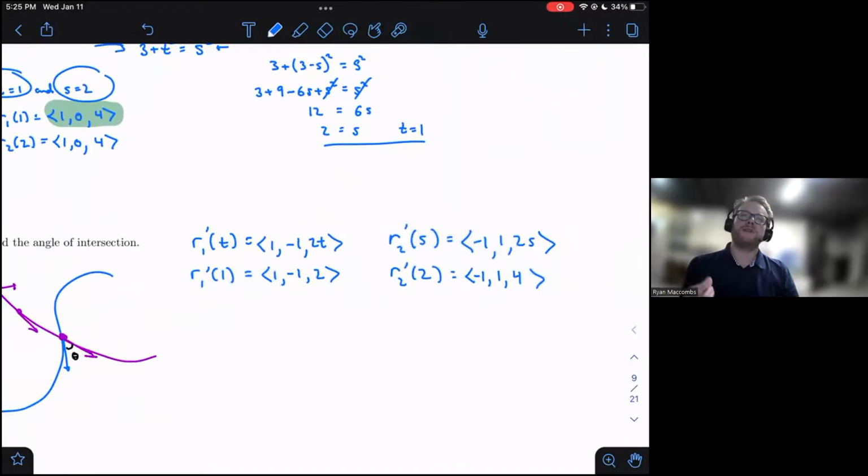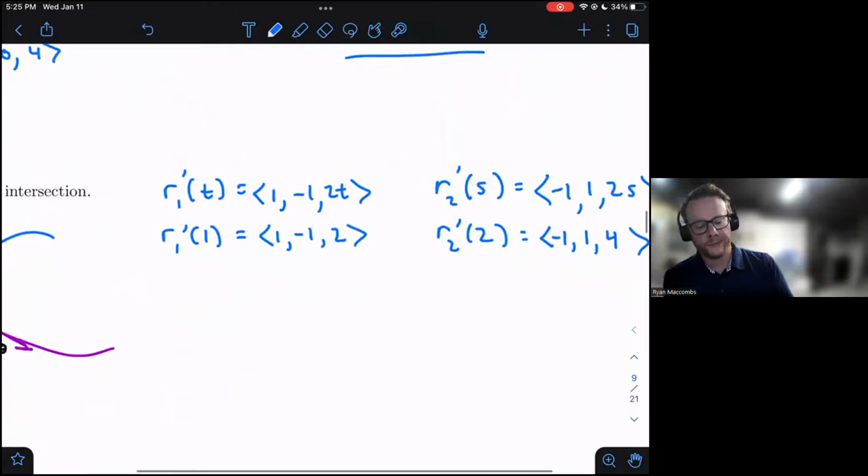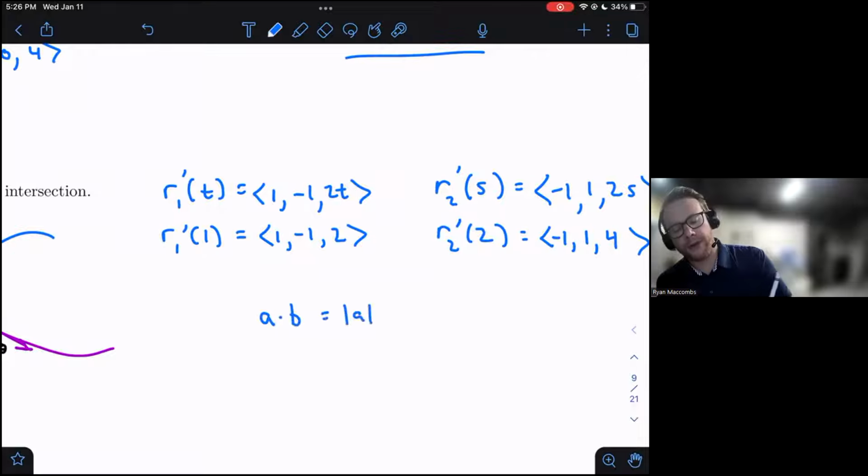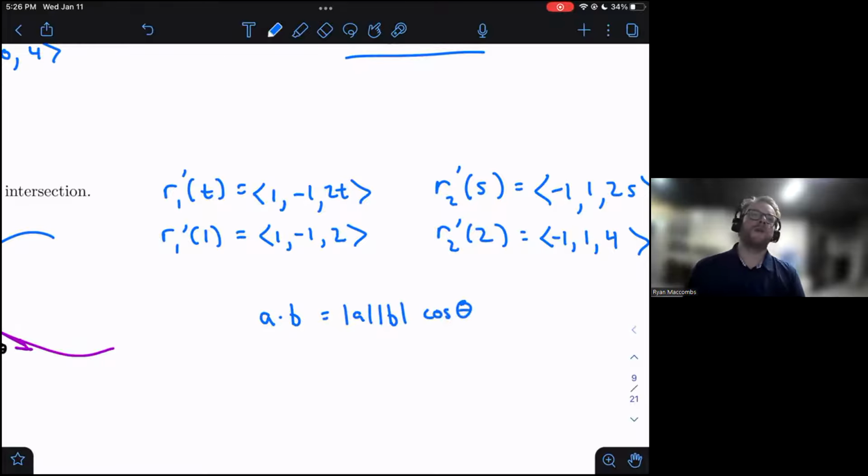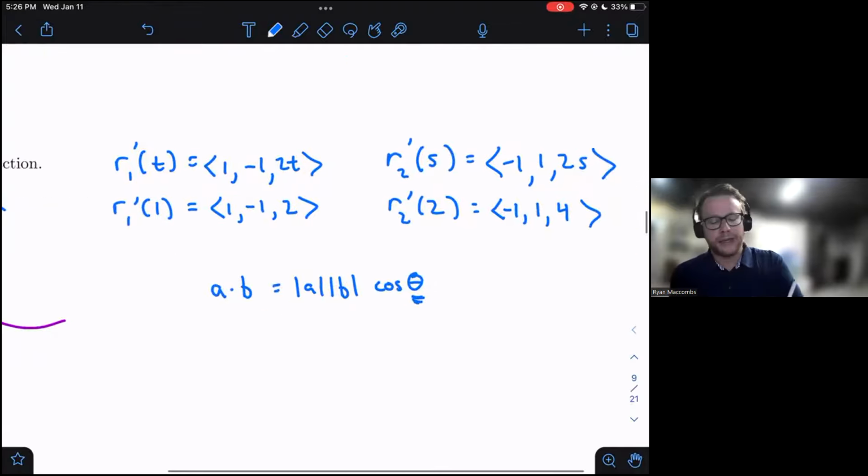So now I have these two vectors, and in order to figure out that angle of intersection, we're just going to figure out the angle between these two tangent vectors. And so let's go ahead and do that. Well, remember, in order to figure out the angle between two vectors, we had back from 12.3 that the dot product can be used. We have this formula from 12.3 that says a dot b is equal to the magnitude of a, the magnitude of b, times the cosine of the angle between them. And so we're interested in solving for that angle between these things. And so let's go ahead and evaluate the dot product.